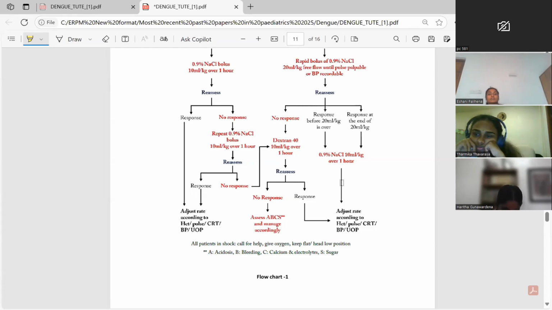For ERPM it differs from the locals. For the locals it is 30 SBA and 20 true false, whatever it is, 10% of the paper will be dengue. Then is there a way to go away from dengue? No. Clinicals, again dengue. Long case dengue, short case dengue, emergency dengue.